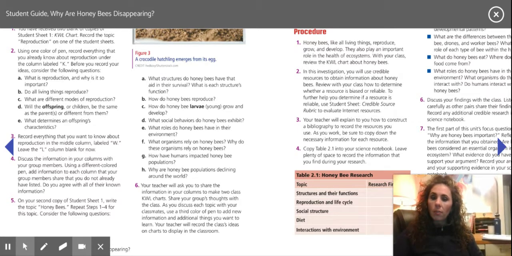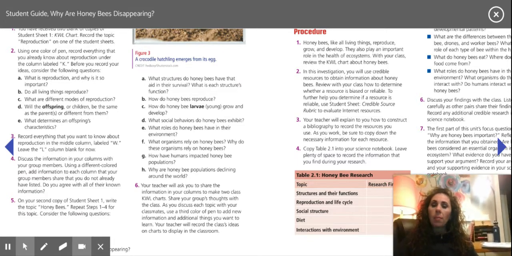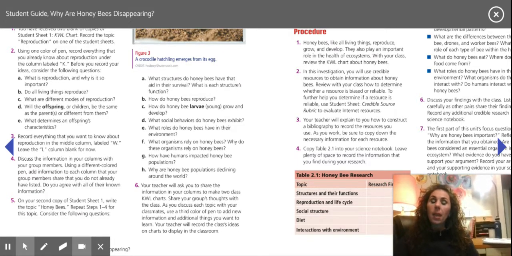And what are different modes of reproduction? Letter D, will the offspring or children be the same as the parents or different from them? And letter E, what determines an offspring's characteristics? The next thing that you'll do is record everything that you want to know about reproduction in the middle column that's labeled W. Leave the L column blank. That is what we've learned. So we'll come back later on and fill that in.